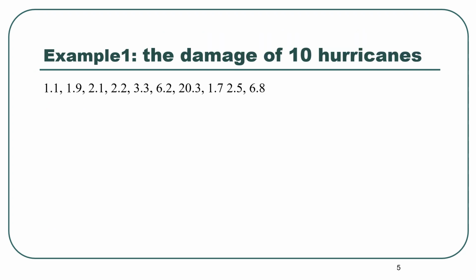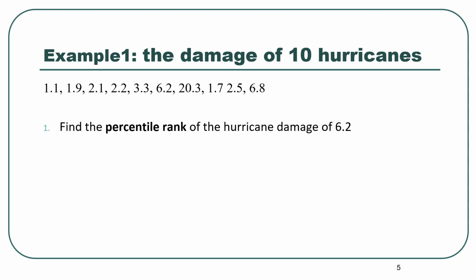So let me show an example. These data represent the values in billions of dollars of the damage of 10 hurricanes, and we want to find the percentile rank of the hurricane damage that is associated with that specific value. So we want to find a percentile rank, which is that little tiny p that we talked about. What is actually the rank of this one?